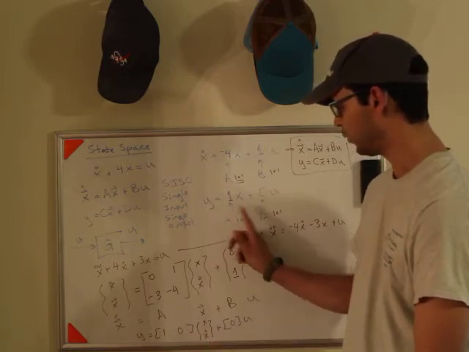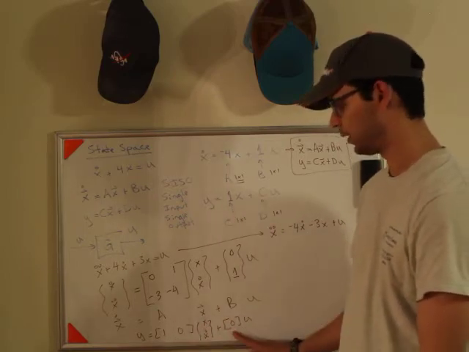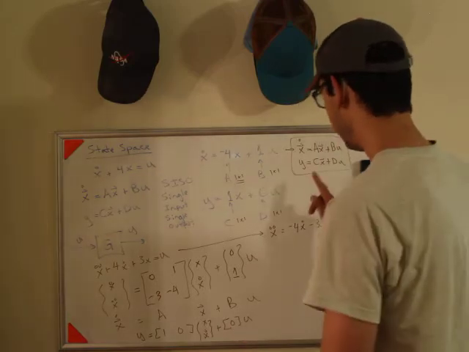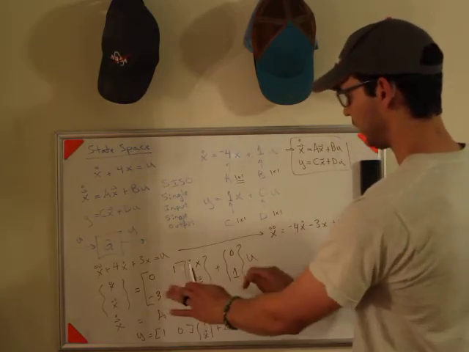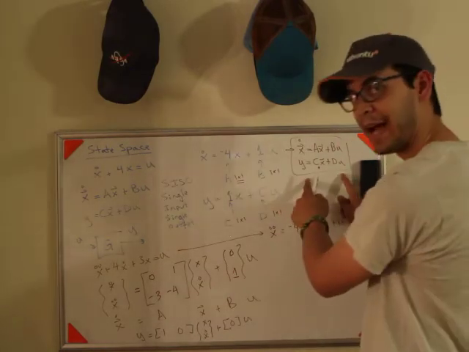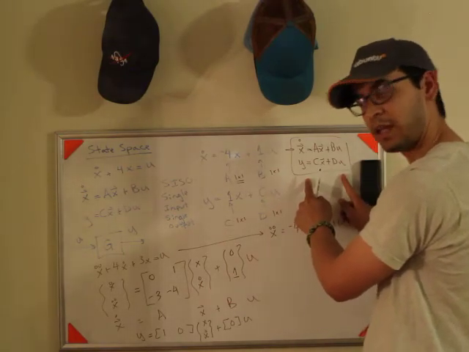Because you want y to equal x. And so there's your C matrix and there's your D matrix. If you look at these equations for a second order system or a first order system, you have the exact same state space equations, which is really nice.